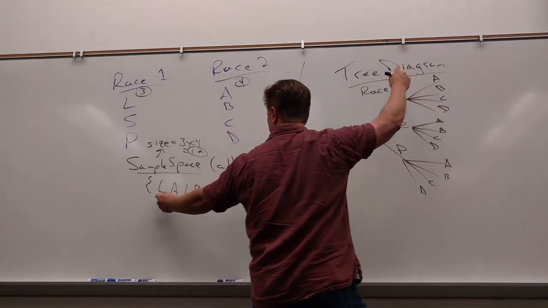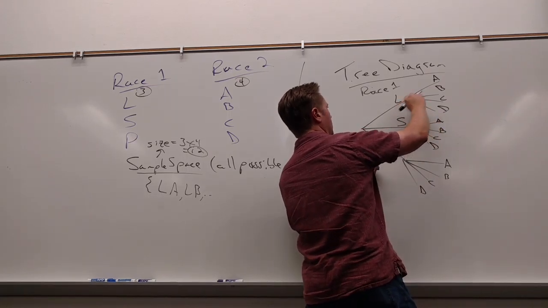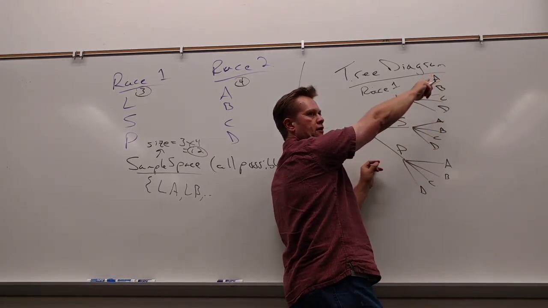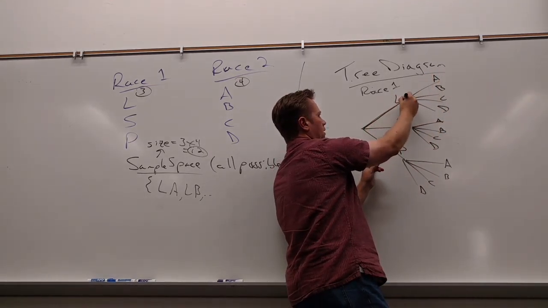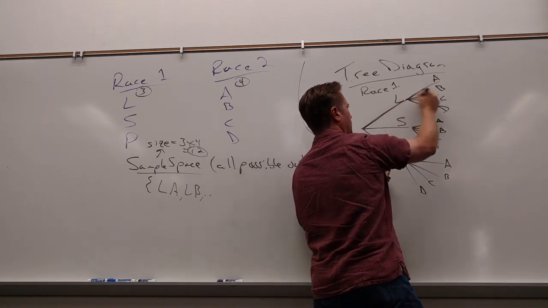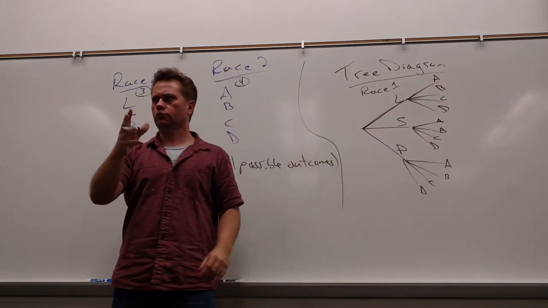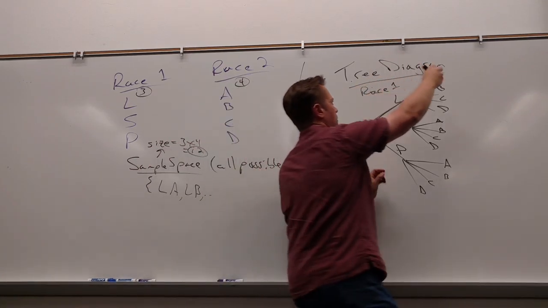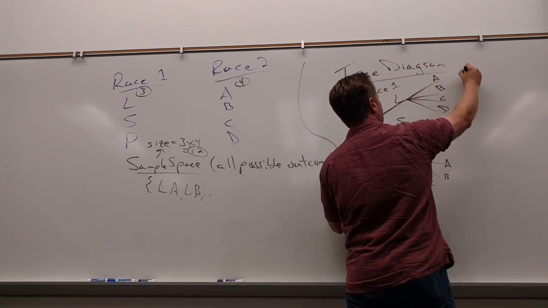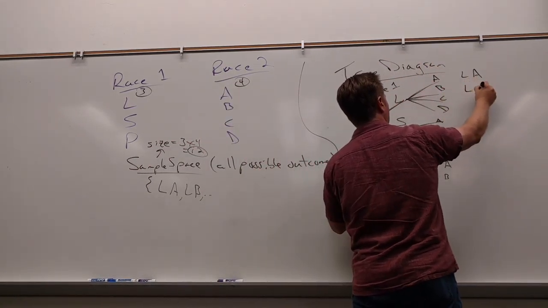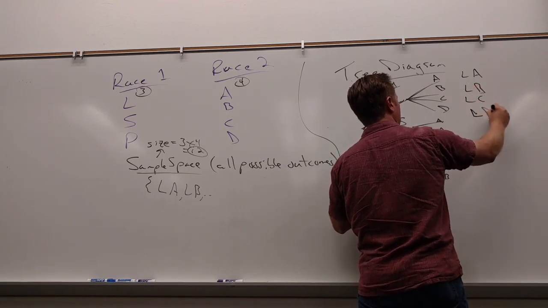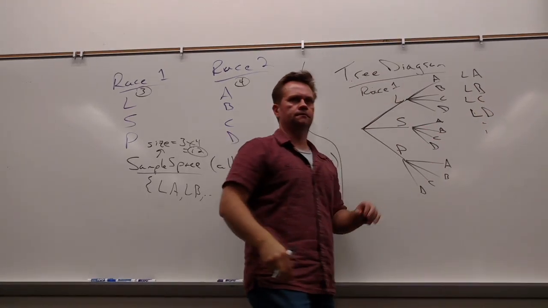So you can see the sample space kind of coming right off of here. Here's LA. So this is kind of like a path I take. I have to choose this way to go, and once I've chosen that way, I can choose any of these four ways after that. Cool. So then the sample space, I can just collect it. If I chose this path, that would be LA. If I chose this path, LB, LC, LD, and so forth.